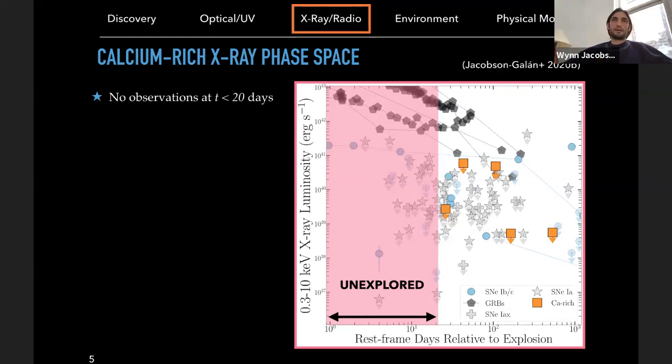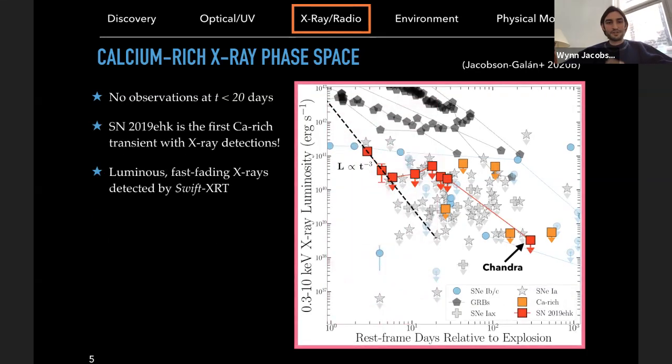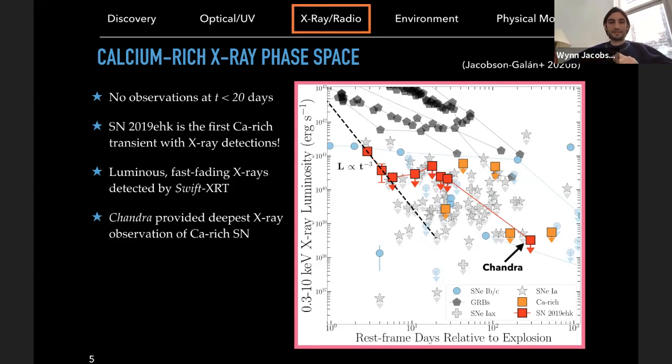We've never thought that maybe studying a calcium-rich transient that early was worthy of Swift time or Chandra time. But what 19HK showed is that calcium-rich transients are really, really bright if you observe them before 10 days after explosion, in this phase space that I just highlighted. So 19HK is the first calcium-rich transient with a luminous X-ray detection at 3 and 4 days after explosion. And this is just with Swift XRT. So these were triggered observations, and because of Swift's sensitivity, we only saw detections at those times, and the X-rays faded really rapidly. So not only is that an observational constraint, but that's also an indication that whatever is producing these X-rays is actually really dense, compact material.